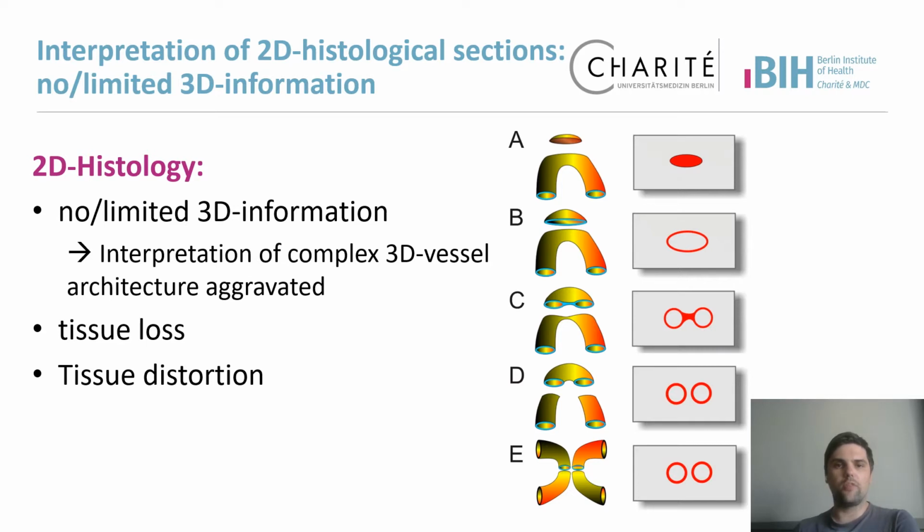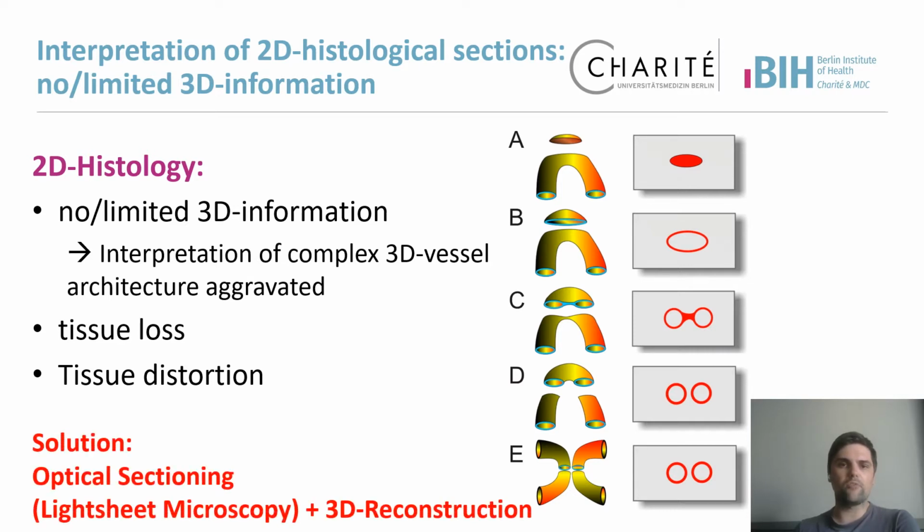I want to show you this using this cartoon on the right hand side. If you compare 2D sections in D and E, the sections look identical, but the 3D reality is much different. In D, both lumina are parts of one vessel, whereas in E, both lumina are part of two separate vessels. Therefore, we cannot make clear statements on the vascular anatomy based on the 2D sections. In addition, 2D histology is always associated with tissue loss and tissue distortion, which makes the interpretation even more difficult.